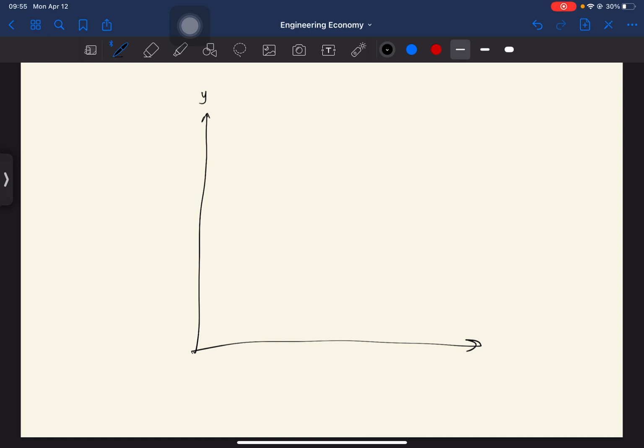Itong y-axis natin, ang nandito is yung price. Price of commodities. Let's say price of goods na lang. Okay? Tapos, mag-example lang tayo ng isang item, isang goods. Let's say, pork. Price of pork. Tapos, we have quantities of pork.